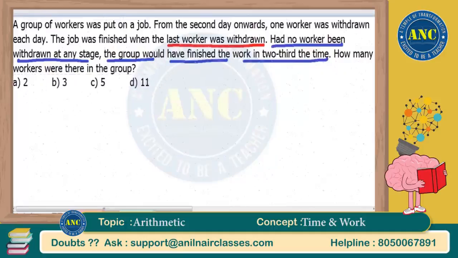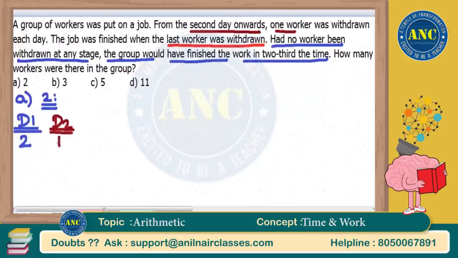Suppose, for example, if I take the first option, the main question is how many workers were there in the group. I'll assume that there were 2 workers in the group. Now see here, can I say that on day 1 there were 2 workers? The question says that from the second day onwards, one worker was withdrawn each day. That means on day 2 there will be only one worker.